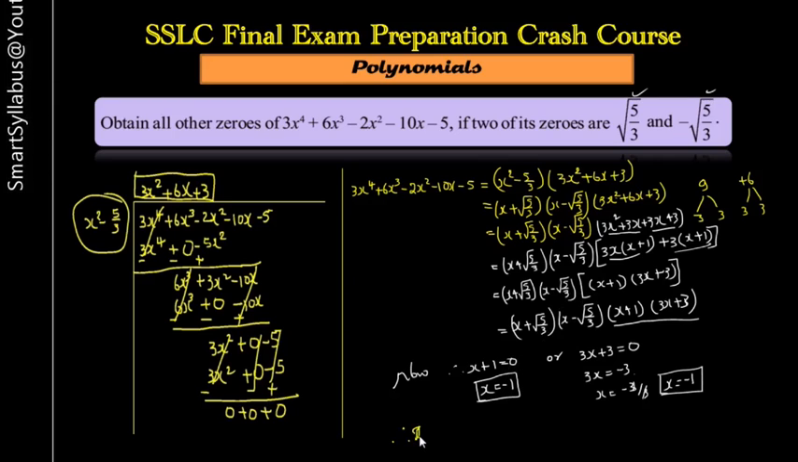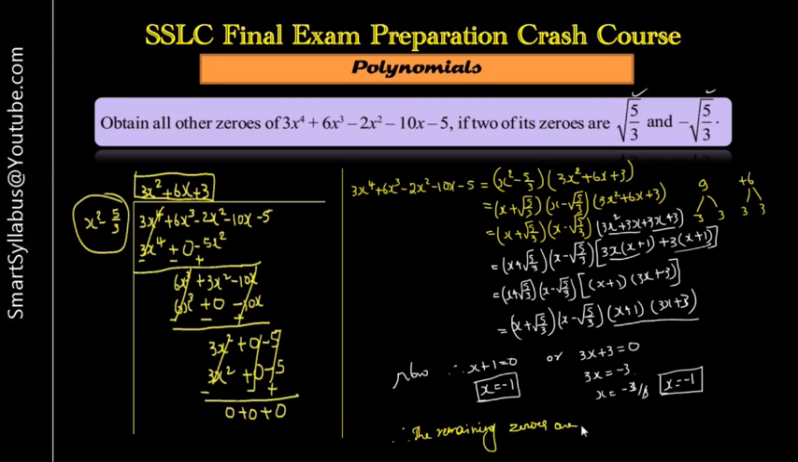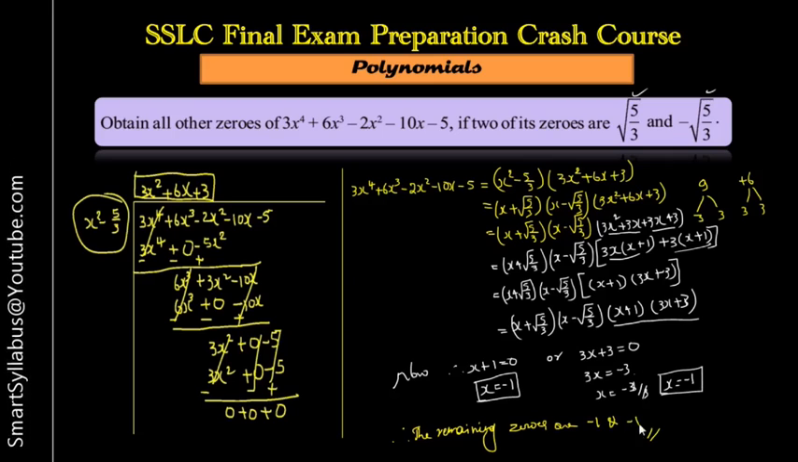Therefore, the remaining zeros are: one is minus 1, the second one is again minus 1. So these two are the remaining zeros. I think it's clear, right?